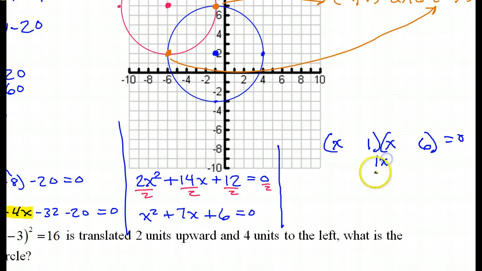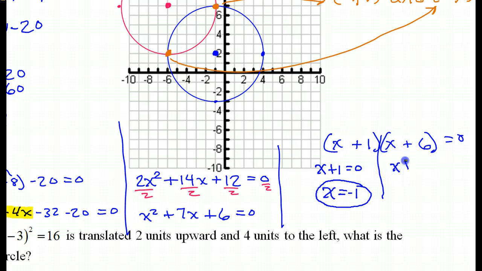Alright, so inner I have 1x, outer I have 6x. If they were both positive, that would make 7x. So that makes these both positive. Alright, but then I have to set these equal to 0. And so if I have x + 1 = 0, subtracting 1 gives me x = -1. And if I set this equal to 0, subtracting 6 gives me x = -6.